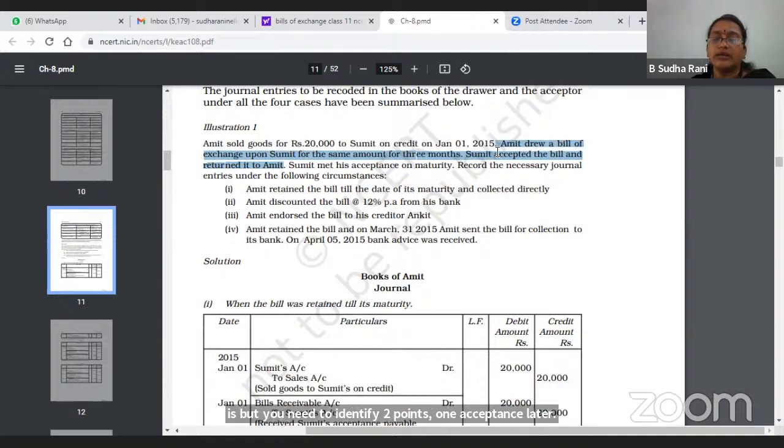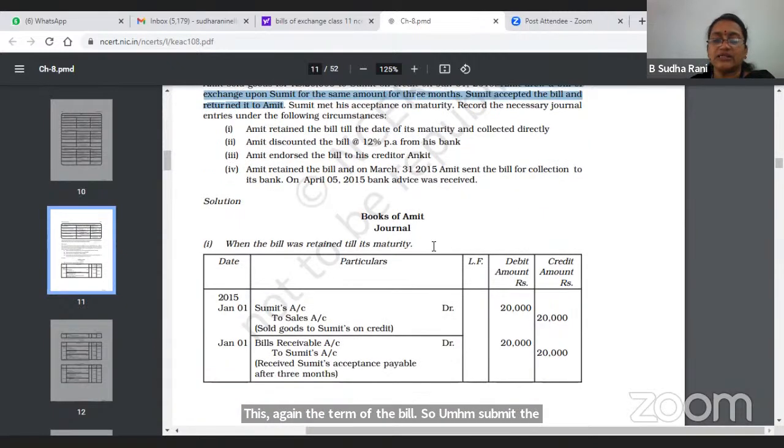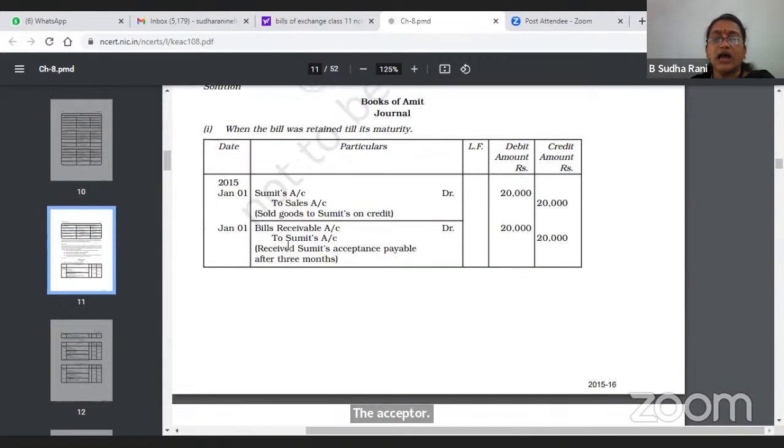So Amit drew the bill, Sumit accepted. So what is the entry for acceptance? Bills receivable account debit to Sumit account on the same day, for the same amount. So the bill drawn by Amit and accepted by Sumit for 3 months. That is to be remembered.